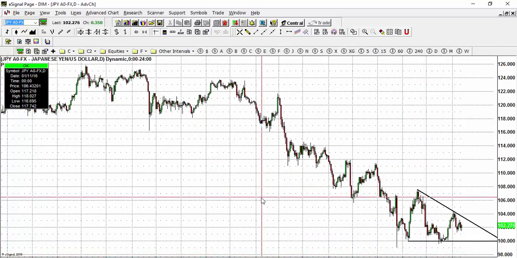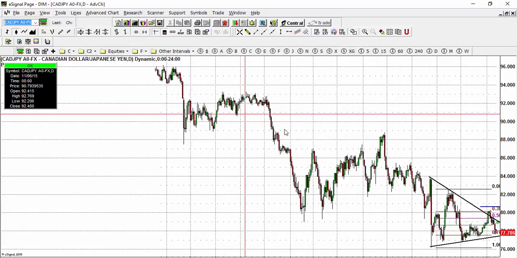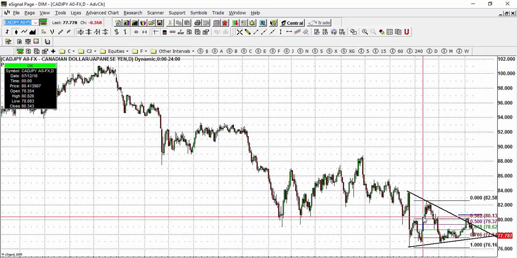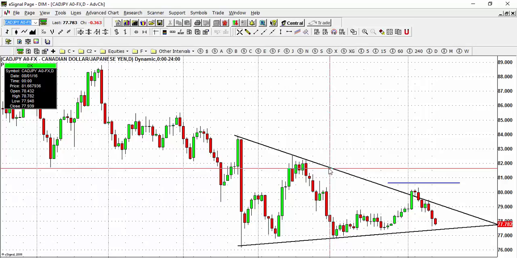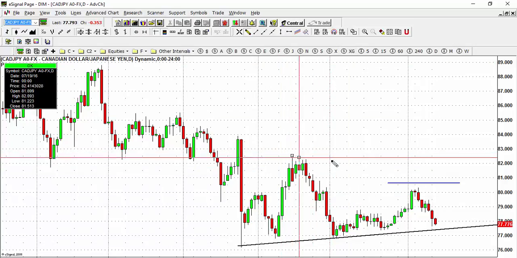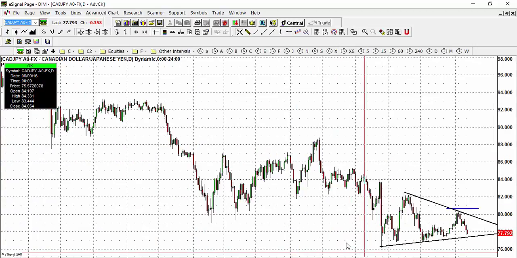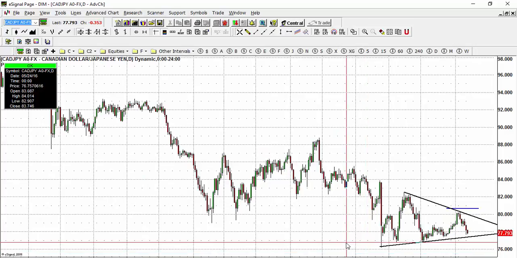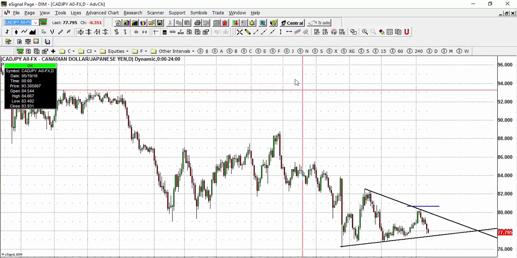Also, we have triangles in, let me just take a look at the currency cross, the Canadian dollar versus the Japanese yen. Similar triangle here. We spoke about this earlier in the week. Let's redraw this triangle. This is it in the Canadian dollar versus the Japanese yen. Pretty significant triangle, and what we will be looking for is a break to the downside on this market.